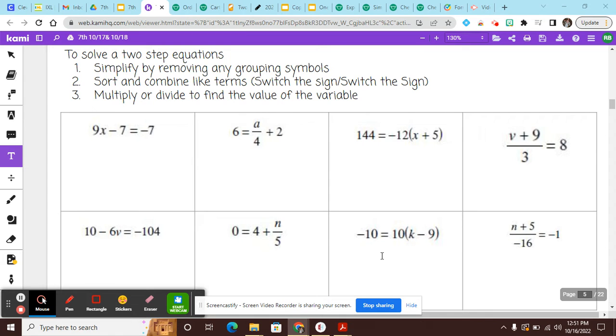Now we're going to solve two-step equations. And with two-step equations, you will only have two steps. So even though I have three things recorded, you'll only end up doing two of those when you're solving a two-step equation. So step one is simplify by removing any grouping symbols.